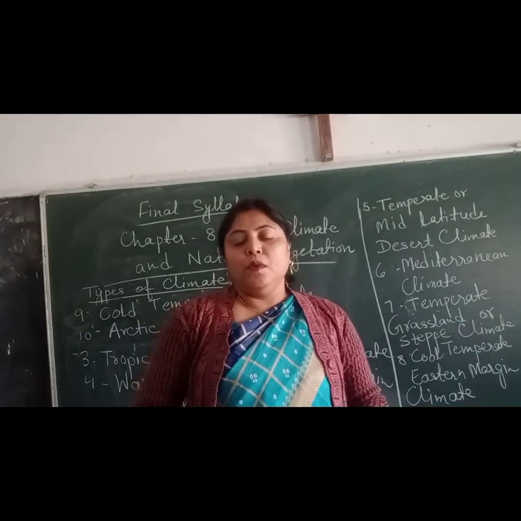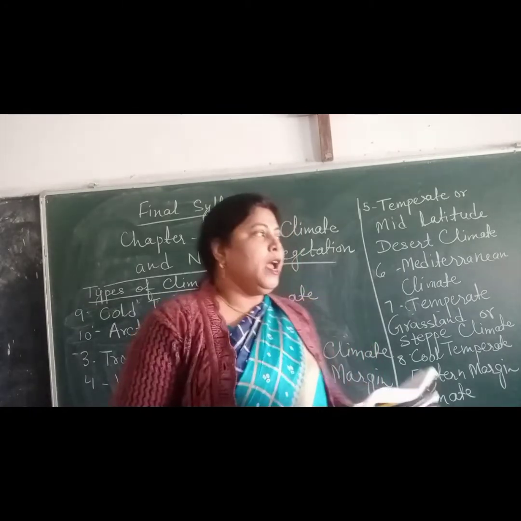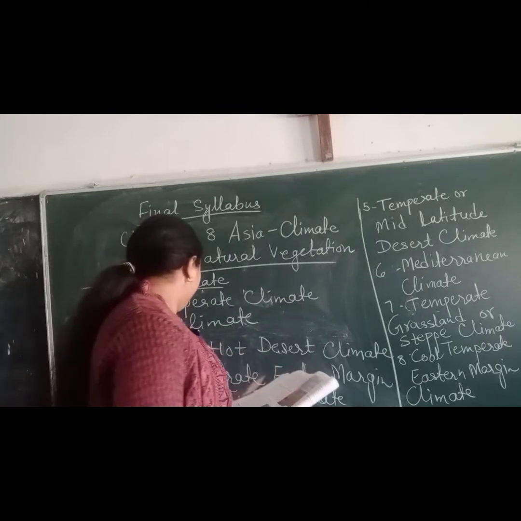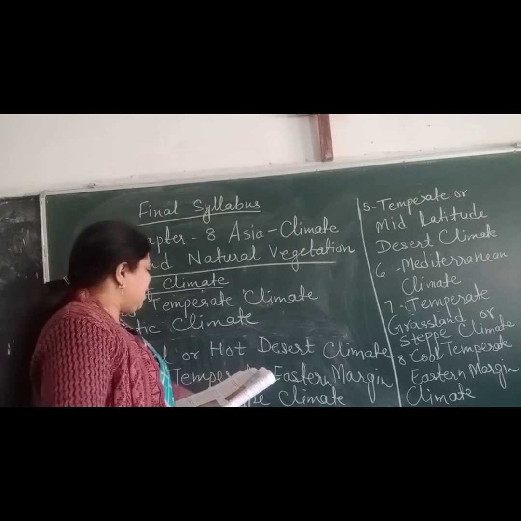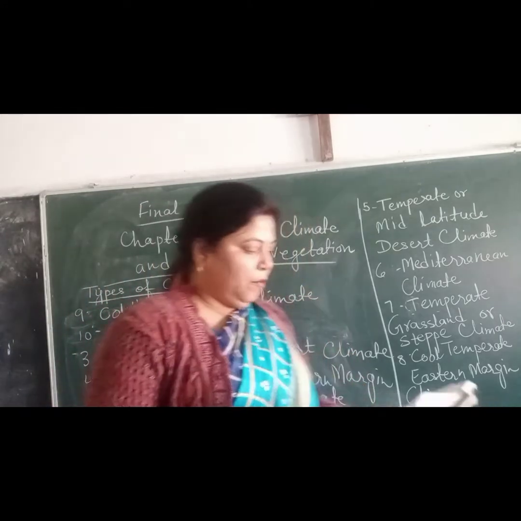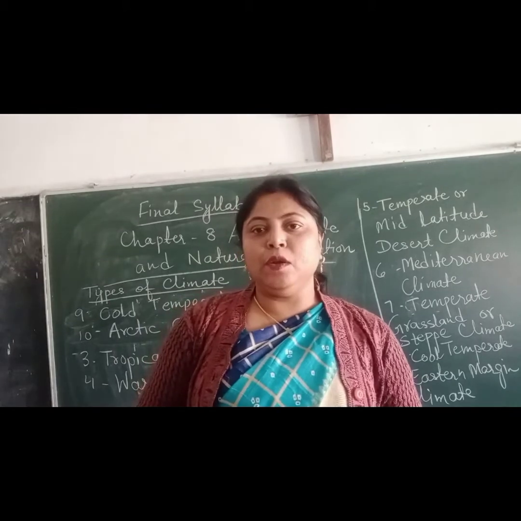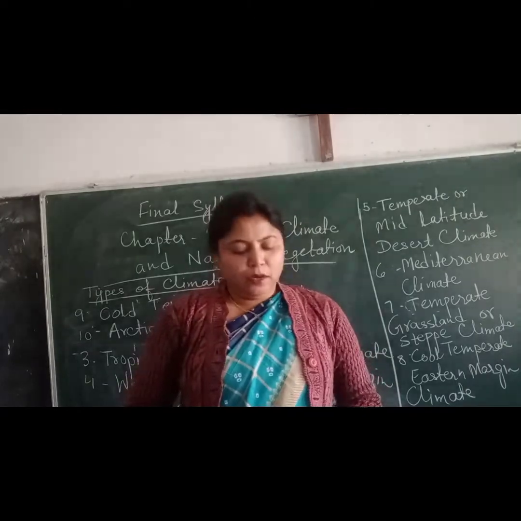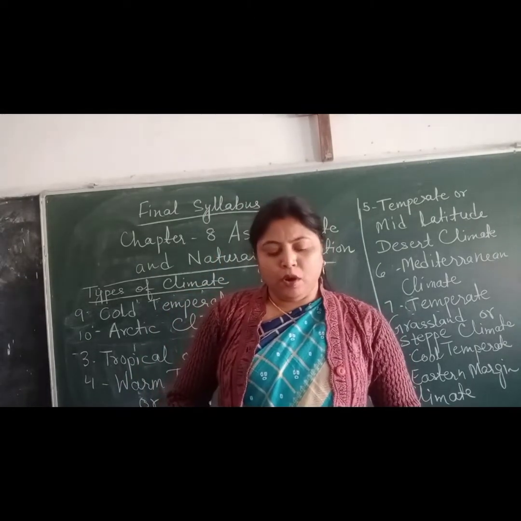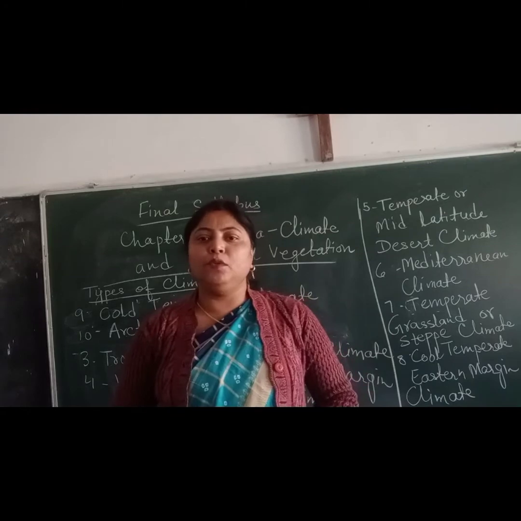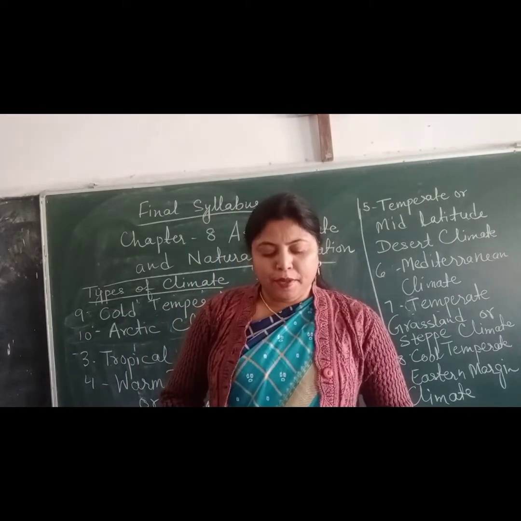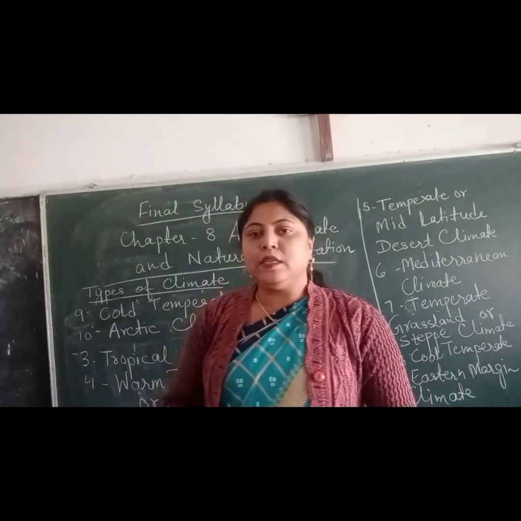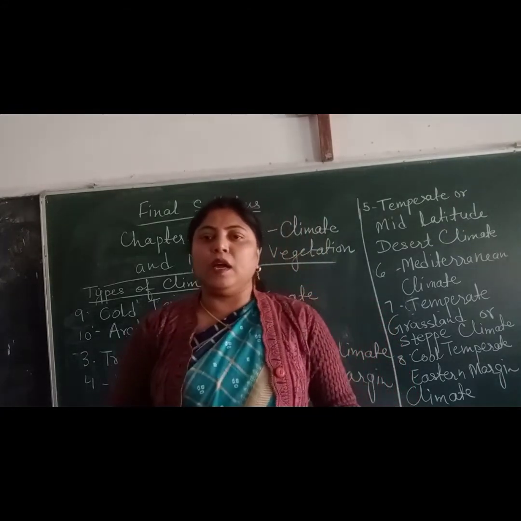Children, now I will discuss the next type of climate, warm temperate eastern margin or China type climate. Warm temperate eastern margin or China type climate is similar to the monsoon type, except that the winters are colder. Snowfall occurs in winter while rainfall occurs in summer.